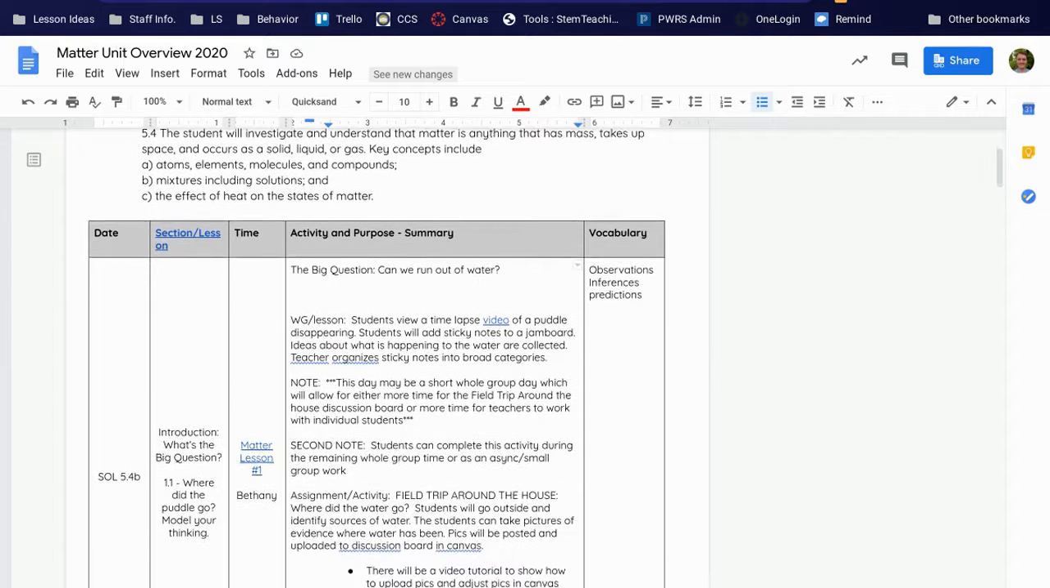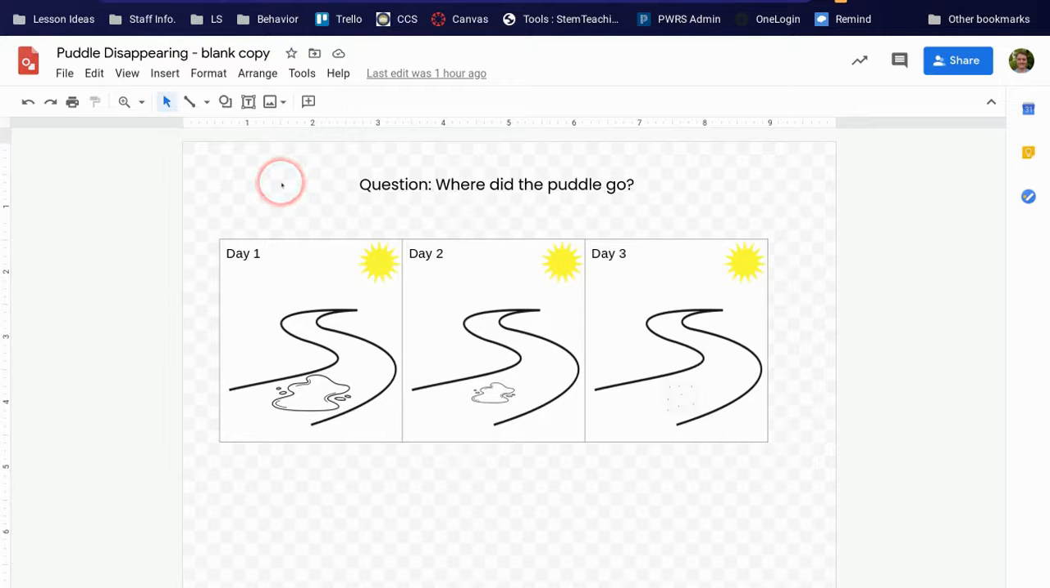And so for this "where did the puddle go" question, we hope that kids would start with a model of a puddle disappearing. Okay, and this is the blank copy that you can provide your kids. And even kids without a lot of prior knowledge have seen water evaporating in some way, shape, or form by the time that they're in fifth grade. Okay, even kids from any background. So I don't think this is an unfair question to ask kids.